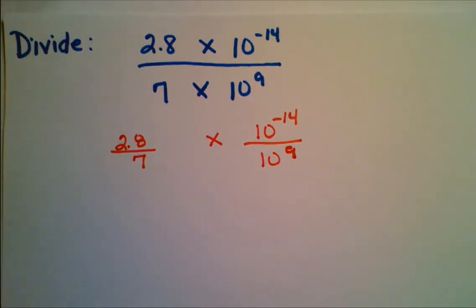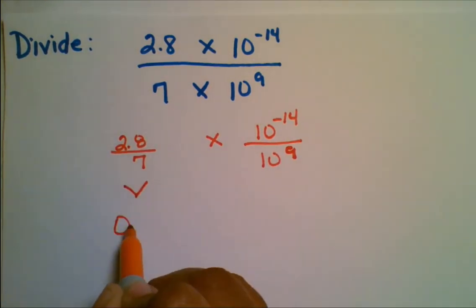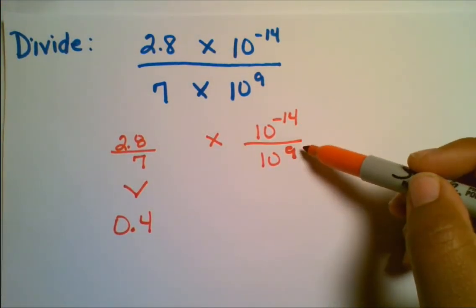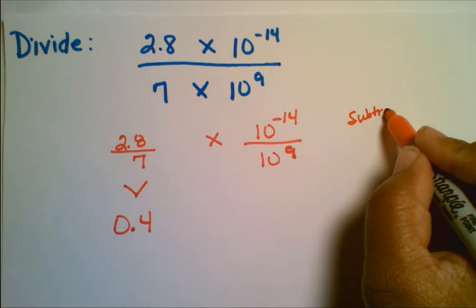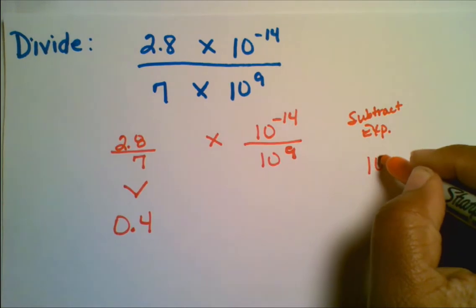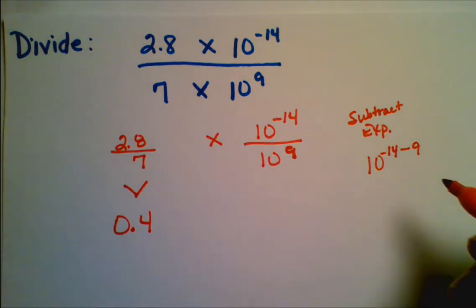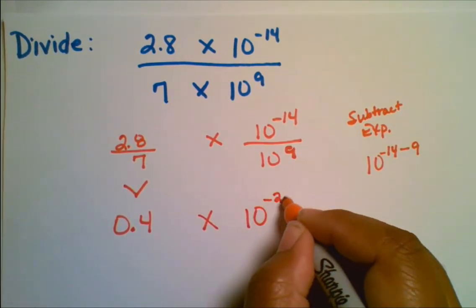Let's divide 2.8 by 7, which gives us 0.4. And then 10 to the negative 14th all over 10 to the 9th. This is our quotient rule where we're going to subtract the exponents. So you're saying 10 to the negative 14th minus 9, which gives us 10 to the negative 23.